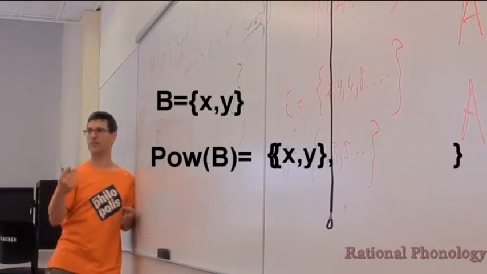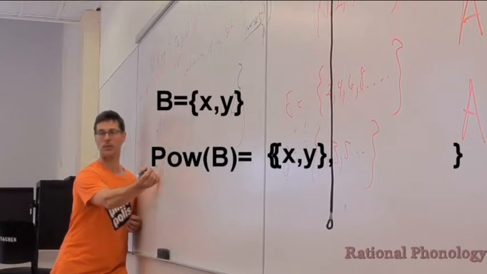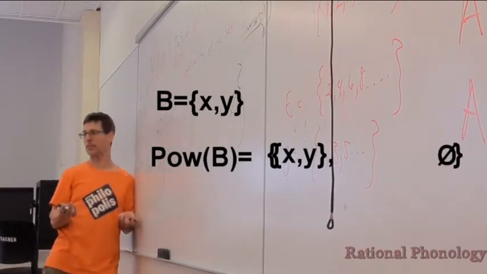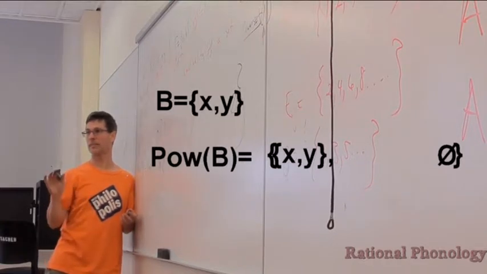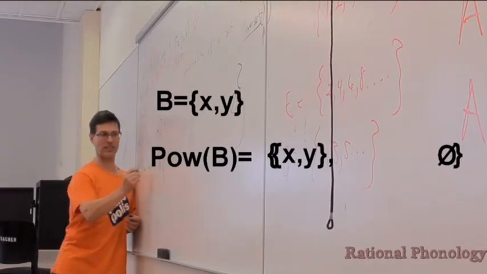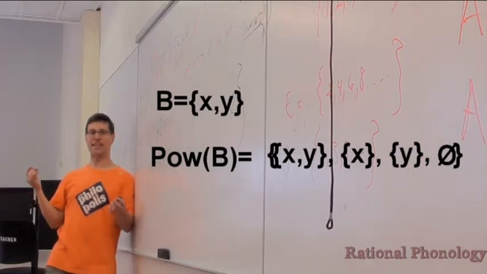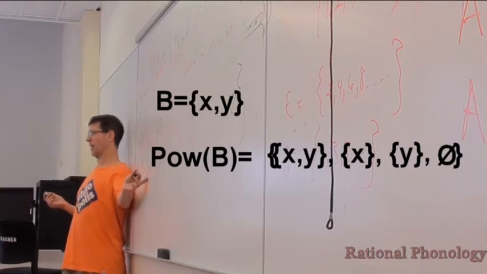And just so that we know that the end is in sight, what's going to be the smallest one? The empty set. Perfect. And now give me some other ones, the intermediate ones. The set of X. The set that contains just x? Yeah, and a set that contains just Y. Beautiful. There you go. That's the power set of B.